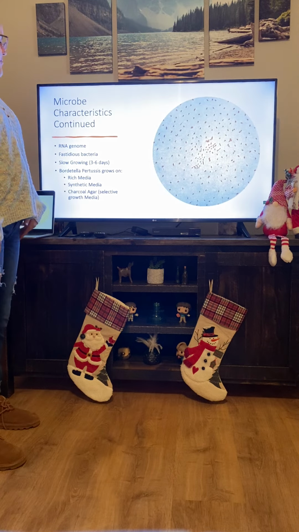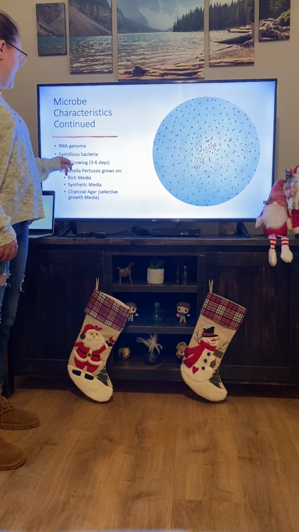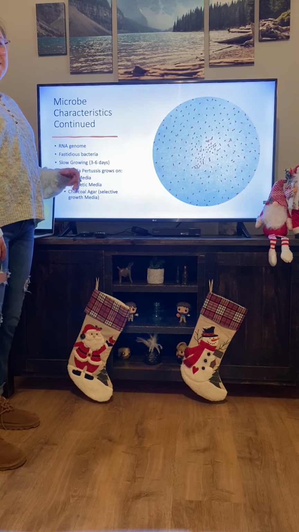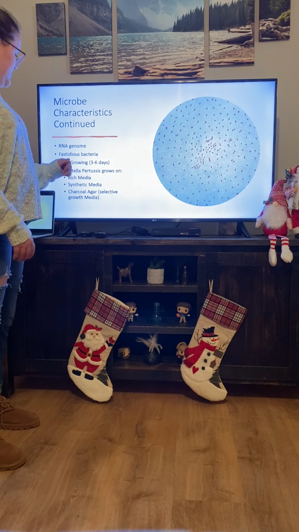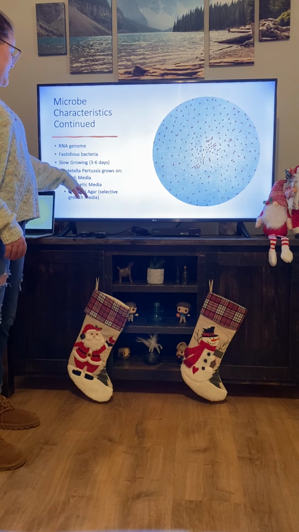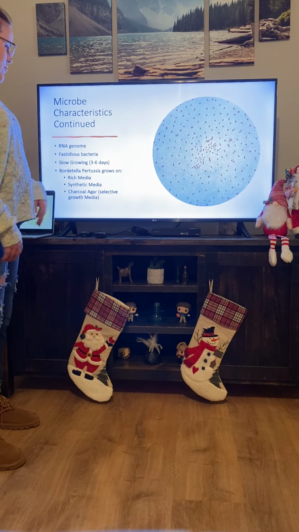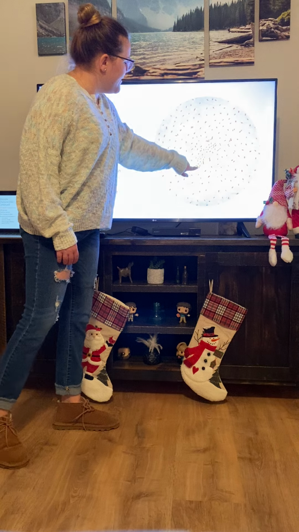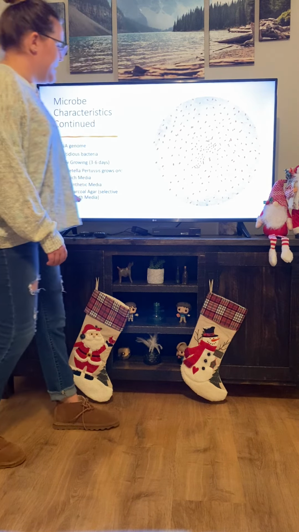So, microbe characteristics continue. It has a DNA genome. It's slow growing, 3 to 6 days, which sounds pretty fast, but in the bacteria world, that's pretty slow. Bordetella pertussis grows on rich media and synthetic media, and its selective growth media is charcoal agar. And here are the colonies, and you can see some are grouped together, some are separated.